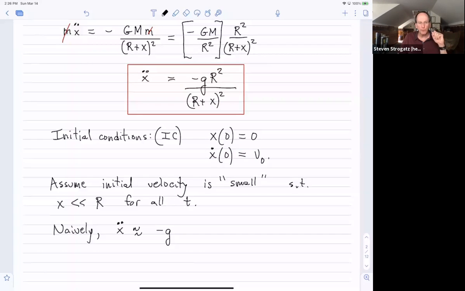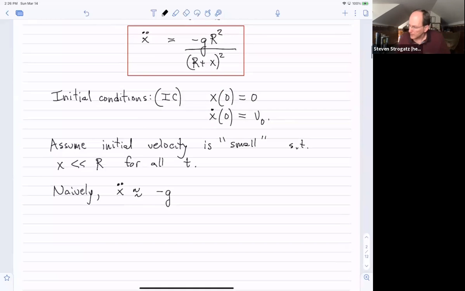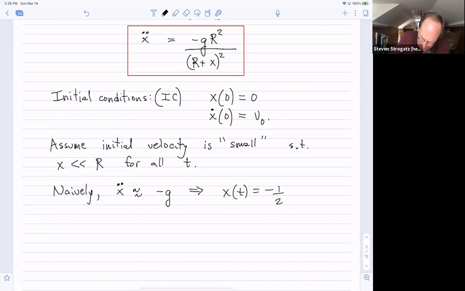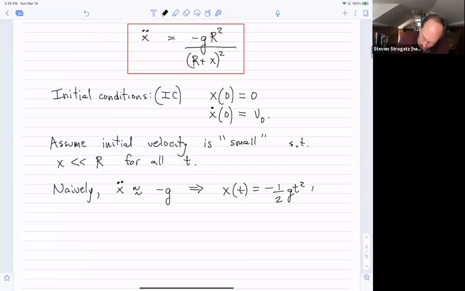And that's the usual move in a first year physics course. So if we did that, then we would have a simple equation that we could integrate twice, and we would get x of t is minus 1/2 g t squared. And taking into account that there's an initial velocity would give us v0 times t. I'm skipping some steps there, but I know you know how to integrate twice and use those initial conditions. So that would be the standard solution.